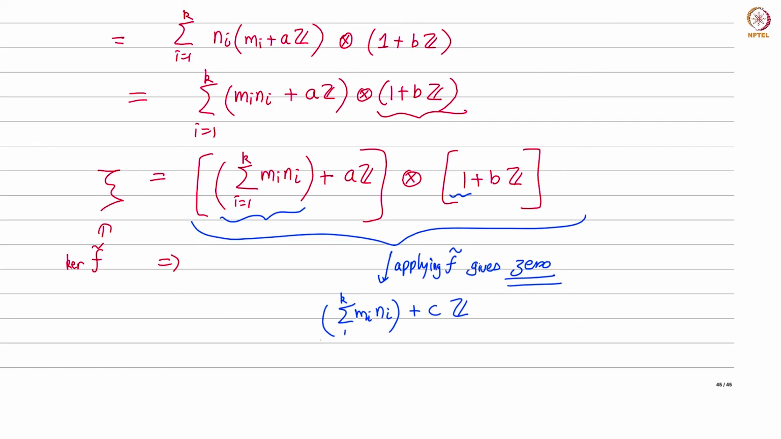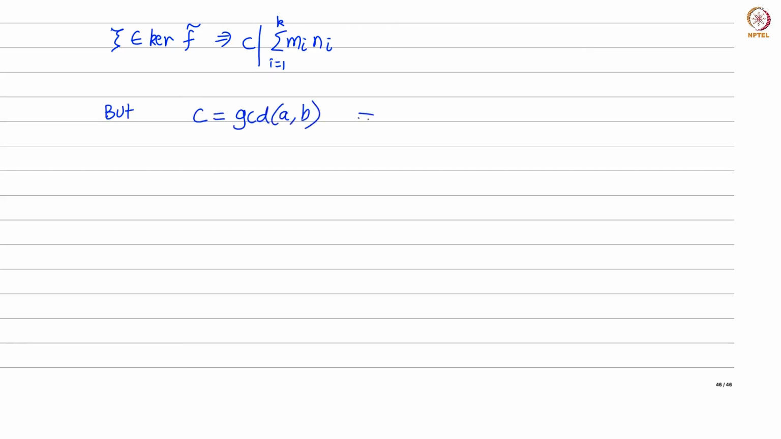Okay, so xi belongs to the kernel, therefore this element here has to be a multiple of C, meaning it's in Cz. But observe, what is C? C was the GCD of A and B, which implies that you can write C as some linear combination like this, for some elements P and Q in Z. The GCD of two numbers is always expressible as a combination of these.